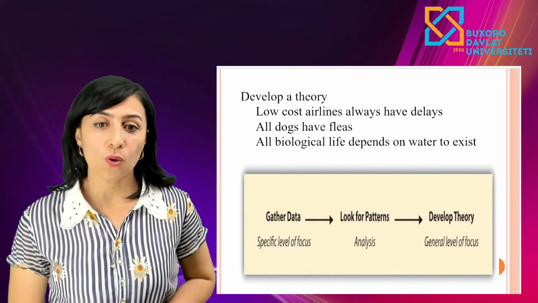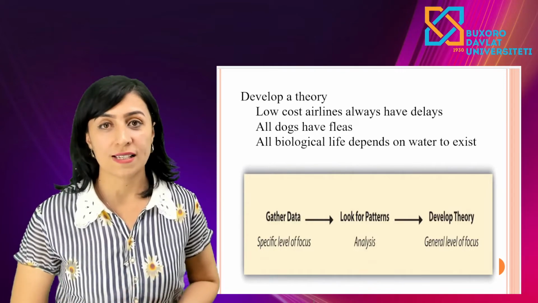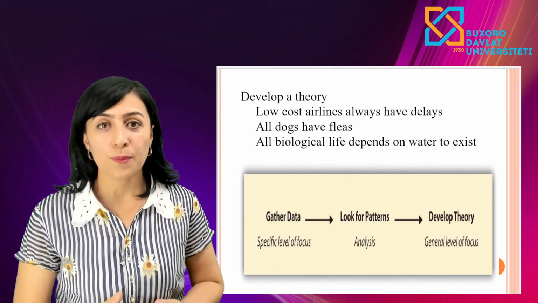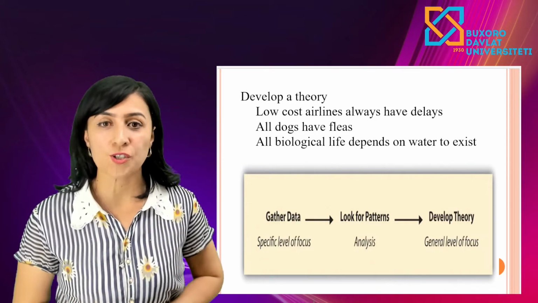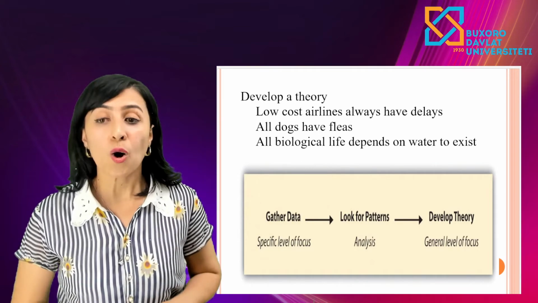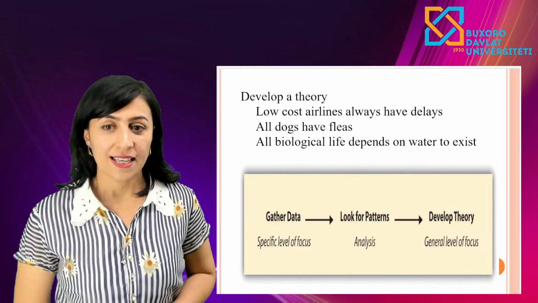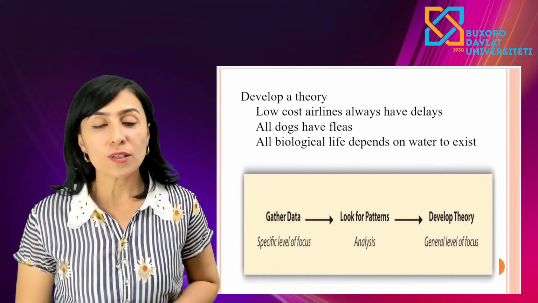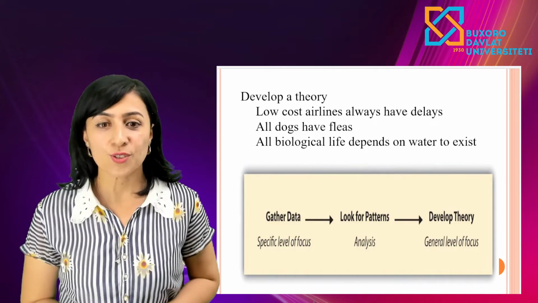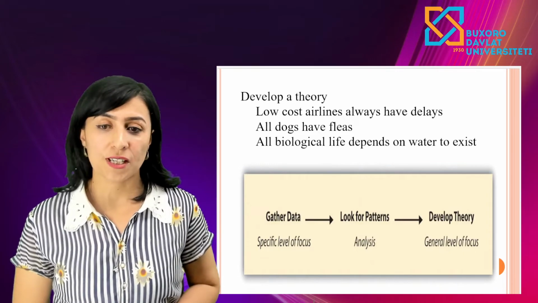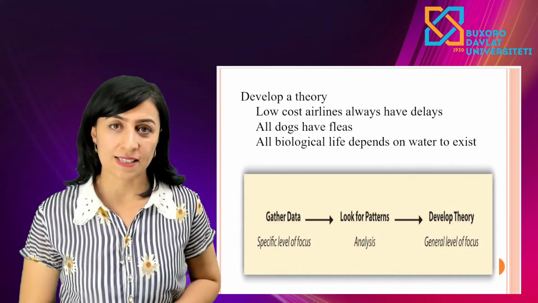Low-cost airlines always have delays. This is your assumption. You have come to this conclusion after observation, after observing a pattern, that all low-cost airlines always have delays. The second example: all dogs have fleas. And the third example: all biological life depends on water to exist.